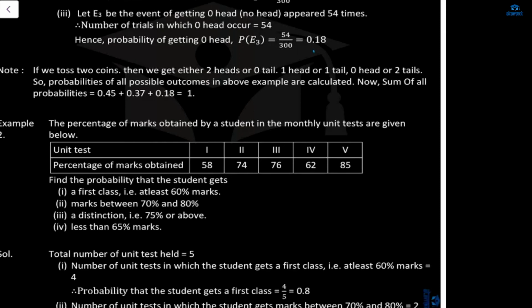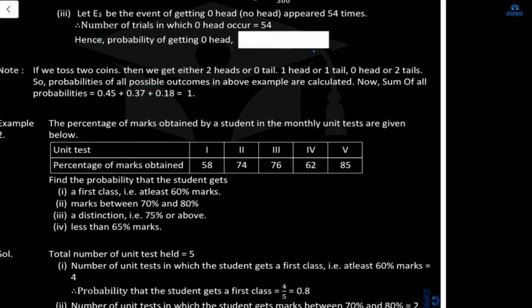Now, what probability do we have to find out? First class, that is at least 60%. The student has scored first class marks, means a minimum of 60% marks. At least means kam se kam, so you can go above also. That means 60 or more than 60. So in how many cases have we scored 60 or above 60 marks?